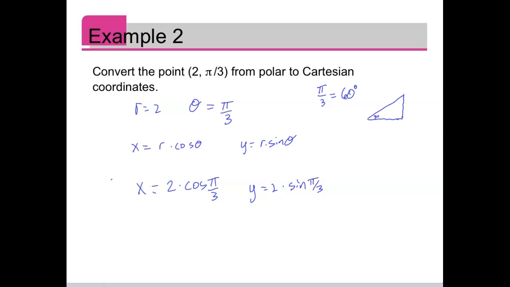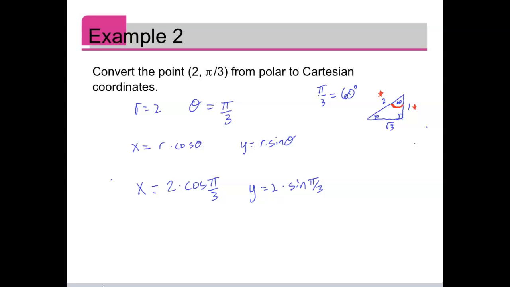So say that this is 30, this is 60. Goes 1, 2, rad 3. All right, so we're looking at the 60 when we evaluate these. So cosine of 60 is going to be adjacent over hypotenuse, so 1/2, right?